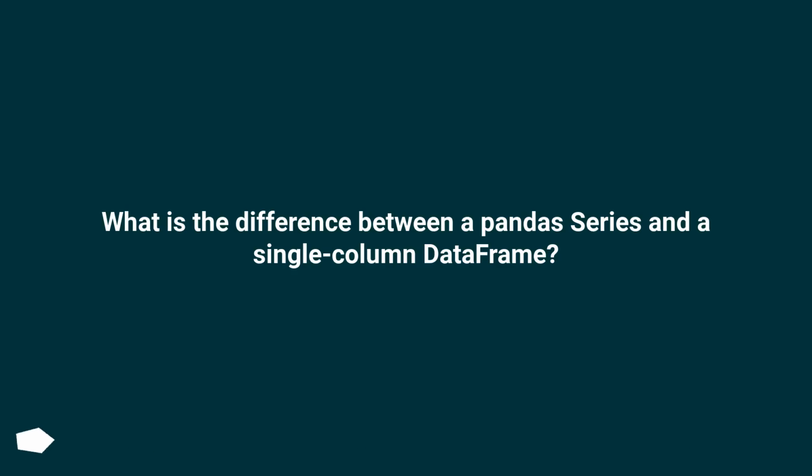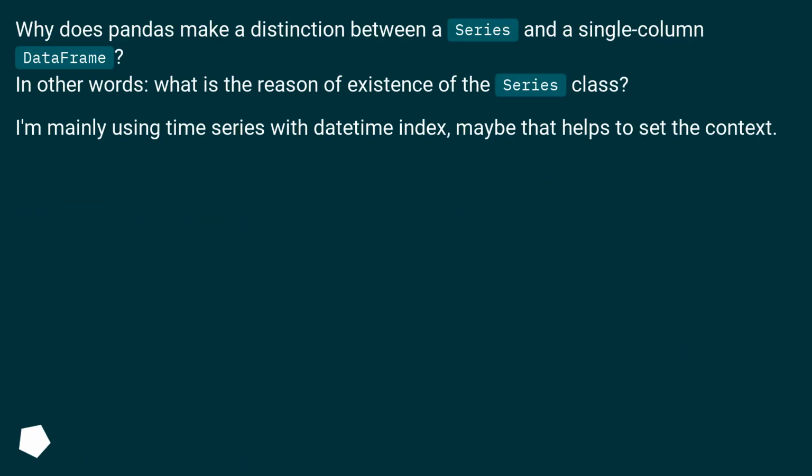What is the difference between a pandas series and a single column data frame? Why does pandas make a distinction between a series and a single column data frame? In other words, what is the reason of existence of the series class? I'm mainly using time series with datetime index, maybe that helps to set the context.